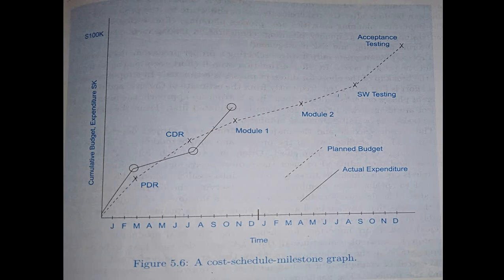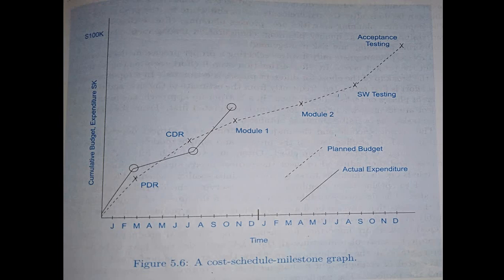The graph shows the actual cost, which is represented in the dotted line, and the achieving milestone, which is represented in the solid line. You can see the variations, which do not progress along the same line. There are a few variations between the dotted line and the solid line.